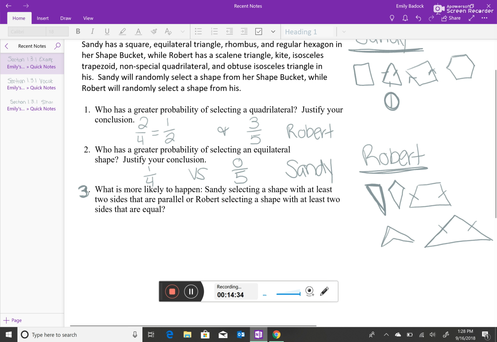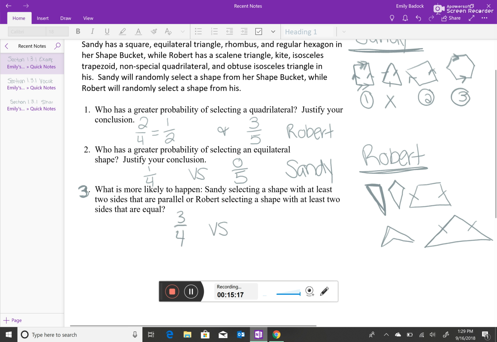And finally, what is more likely to happen? Sandy selecting a shape with at least 2 sides that are parallel, or Robert selecting a shape with at least 2 sides that are equal? Let's talk about Sandy's first. Sandy's selecting a shape with at least 2 sides that are parallel. Okay, so we know that a square has two sides that are parallel. You could either work with those ones or those ones. Triangle does not work. The rhombus does. And the hexagon has those two that are parallel, which might be a little bit trickier to see. We might not have seen that one. So Sandy has 3 out of 4.